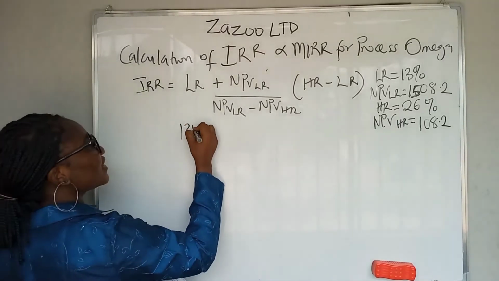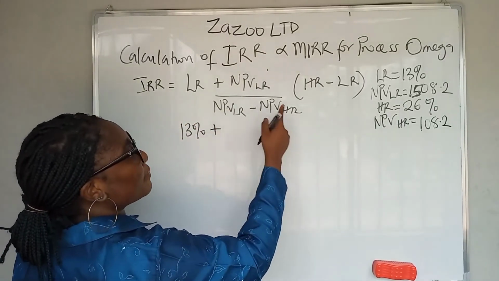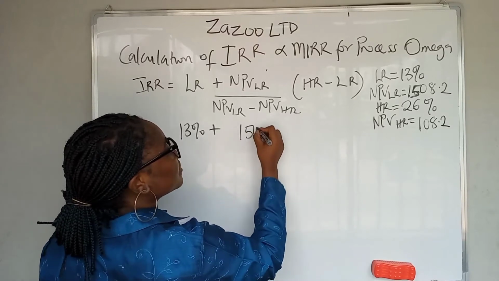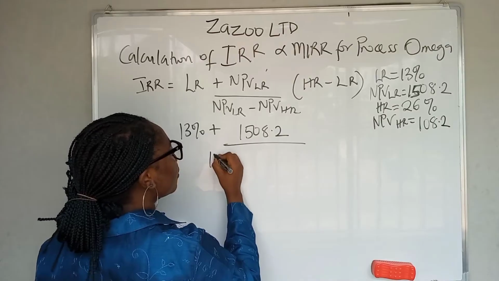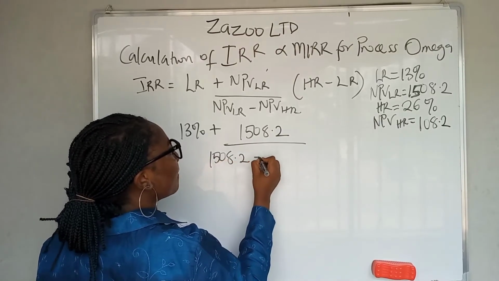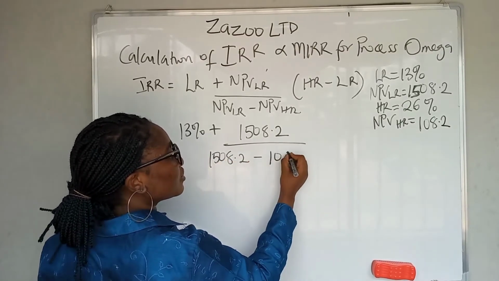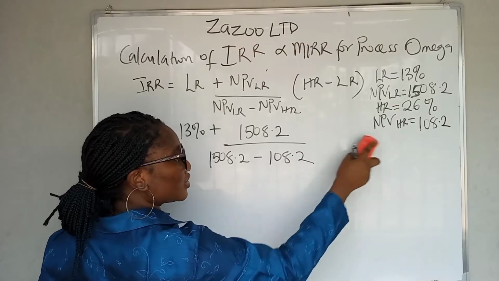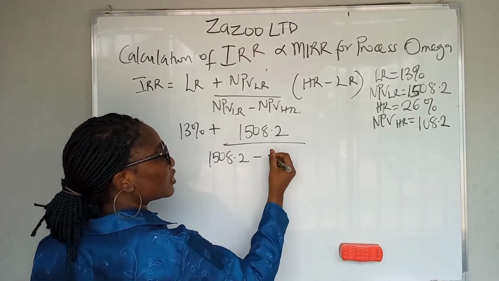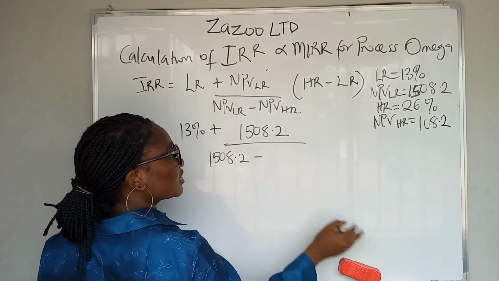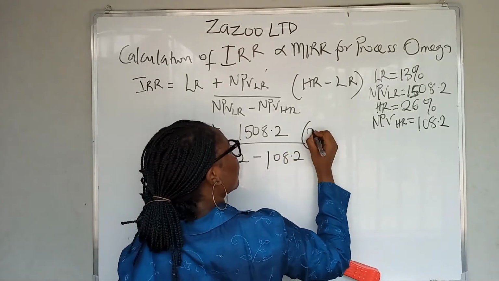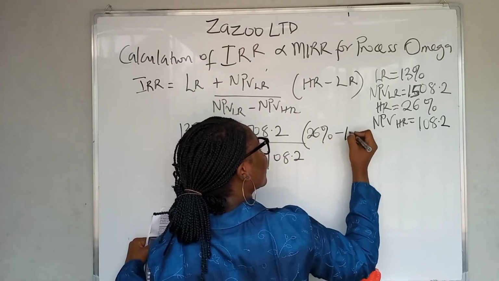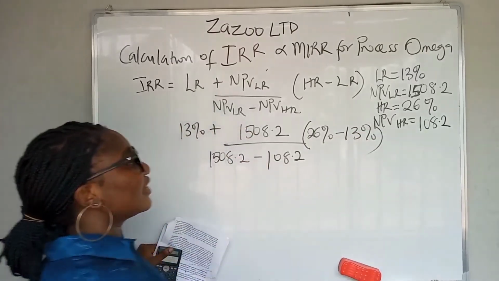So you have 13% plus your NPV of the lower rate, 1508.2, divided by the NPV of your lower rate, 1508.2, minus the NPV of your higher rate, 108.2. If it was negative, it would have been minus, but since it's positive, you just put your positive figure. Higher rate, what is your higher rate? 26% minus 13%. That makes sense.